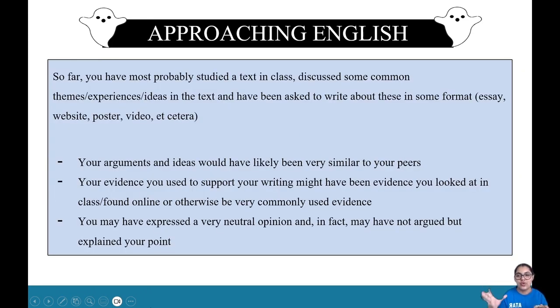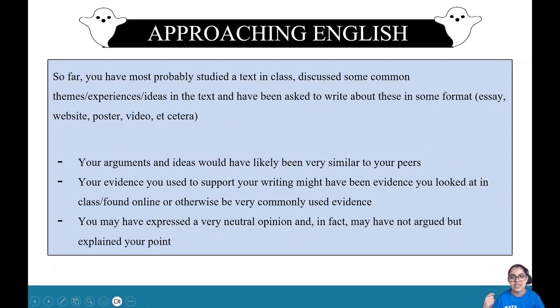You have most probably studied a text in class and discussed some common themes, experiences, ideas in the text. You've done that the past 2 years, and gotten an understanding of how to maybe deconstruct text. That's one of the key skills you might learn in year 10. From what I remember in year 10, we deconstructed a movie, which had Reese Witherspoon and, what's his name? The first Spider-Man, Tobey Maguire. Yep. So that was the movie we deconstructed.